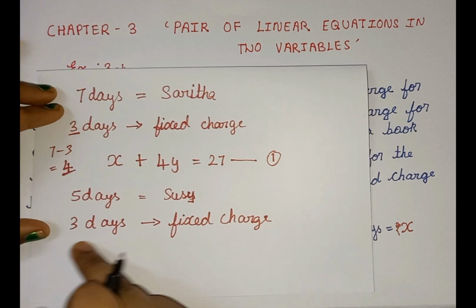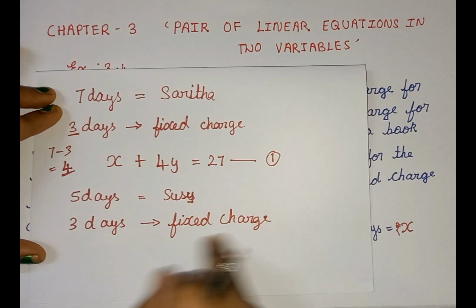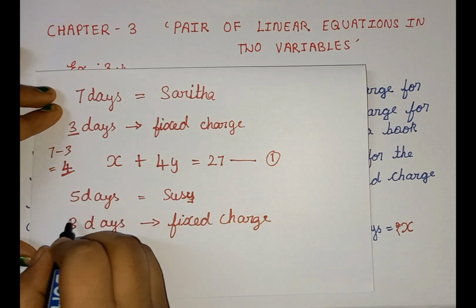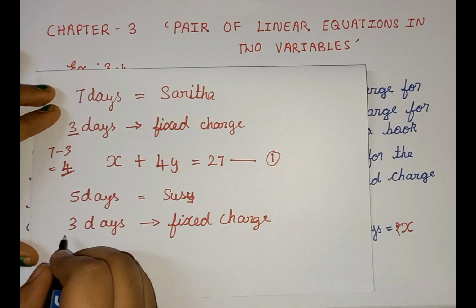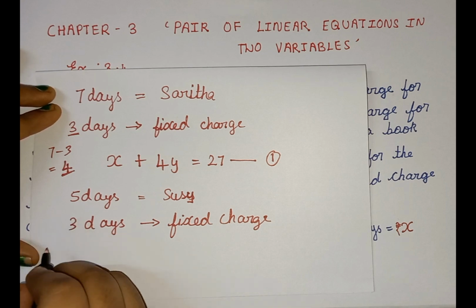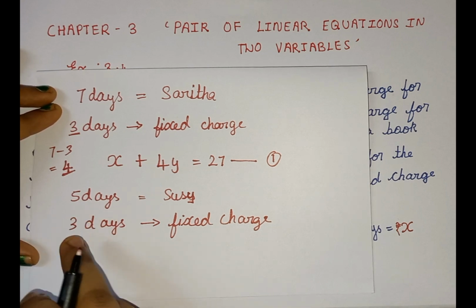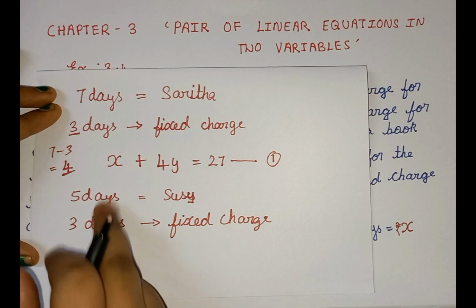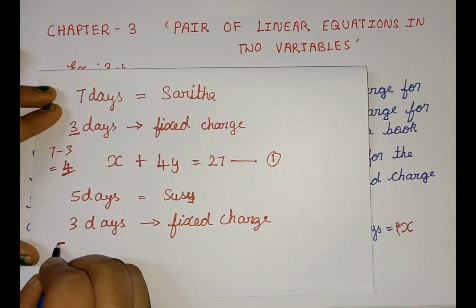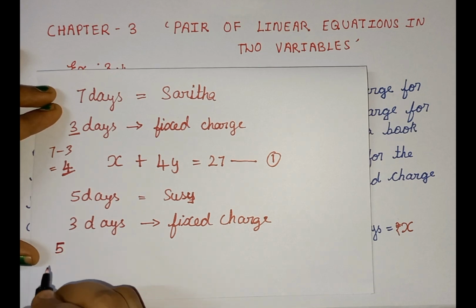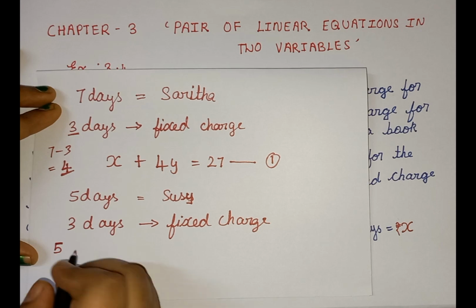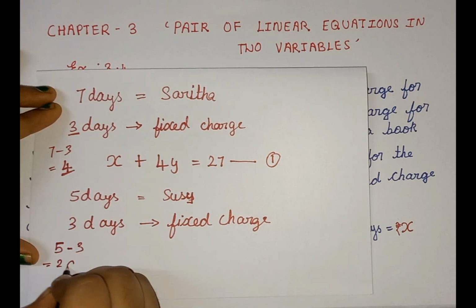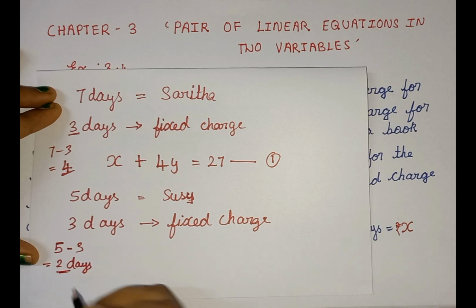So Susie paid the fixed charge for the 3 days. But she kept the book beyond 3 days, isn't it? So since she kept the book beyond 3 days, she should pay extra money, right? Because she kept the book for extra days. How many extra days did she keep the book? Just subtract. 5 minus 3 is 2. Then she has kept the book for an extra 2 days.